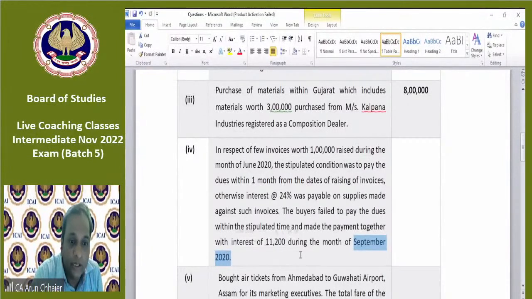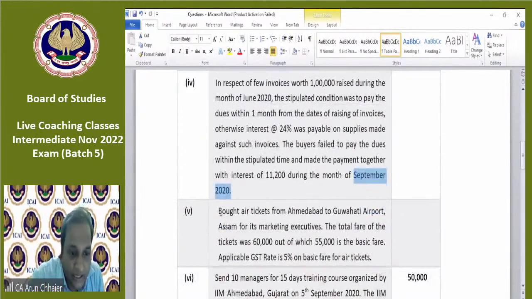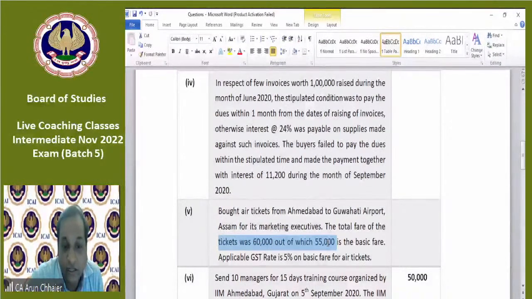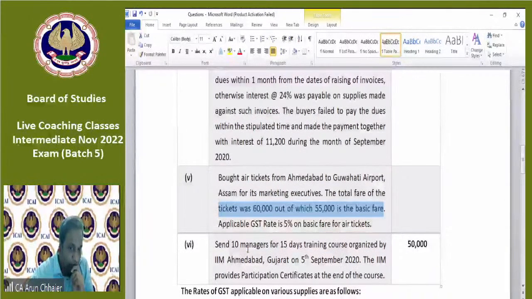How much is the value? 11,200. Fine. Next question: an air ticket from Ahmedabad to Guwahati Airport, Assam, for its marketing executive. The total fare of the ticket was 60,000, out of which 55,000 is the basic fare. The applicable tax rate on the air ticket is 5%. Can you tell me how much tax would be there?